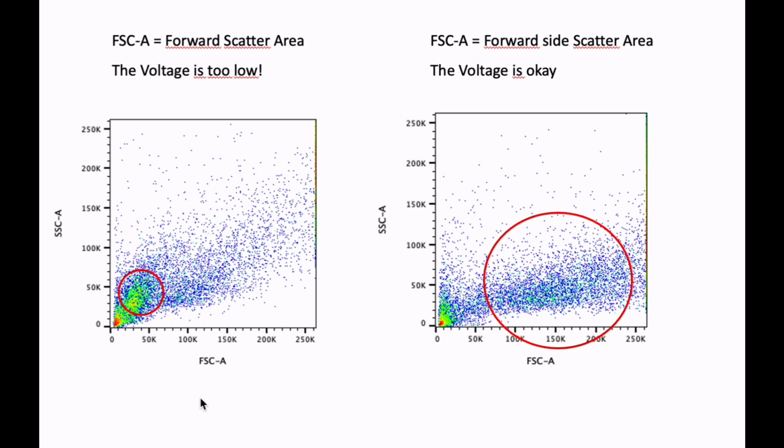So what happens when you amplify the voltage? You will see that the cells move to the right, and this is a better case because you can clearly see a population right here. You may even want to enhance the side scatter, right? So if you enhance this also, the population will move more to the top. Okay, so this is just to show you how important the voltages are.